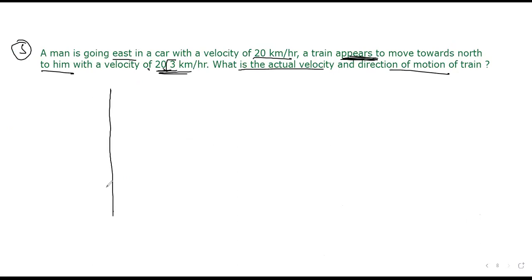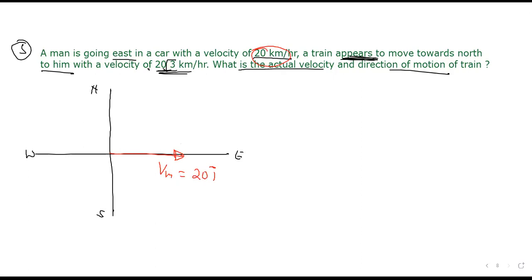So listen here, you have to do it the same way. This is your coordinate system: east, west, north, and south. Look, the direction of the man is given. The man is moving with a velocity of 20 kilometers an hour towards the east, so this is the V main. How much is given? You can write 20, or if you want to write the direction, 20i. And how is the train appearing to him? He feels that the train is moving towards the north of him right now.